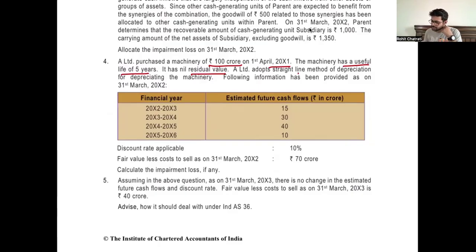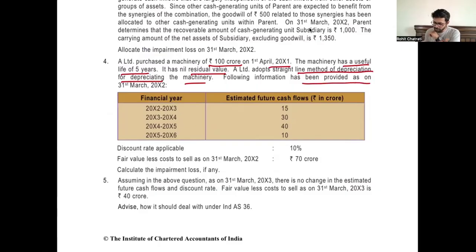A Limited adopts straight line method of depreciation for depreciating the plant and machinery. Why are they giving us all this information? Because probably they're not actually giving us the carrying amount directly. In all the illustrations we did earlier, they gave us the carrying amount directly, whereas over here, they've given us the cost, they've given us residual value, and they've given us the life, and they're actually telling us that we have adopted straight line method of depreciation. All right, so they're telling us we've adopted straight line method of depreciation, and they're asking us to calculate the carrying amount. All right, implicitly, they're actually asking us to calculate the carrying amount ourselves.